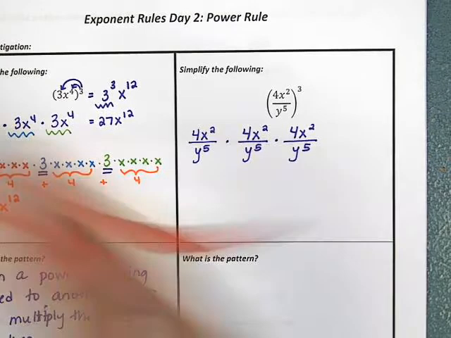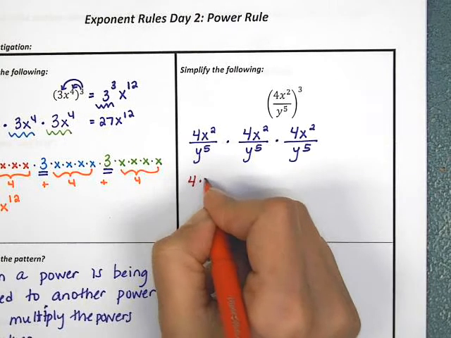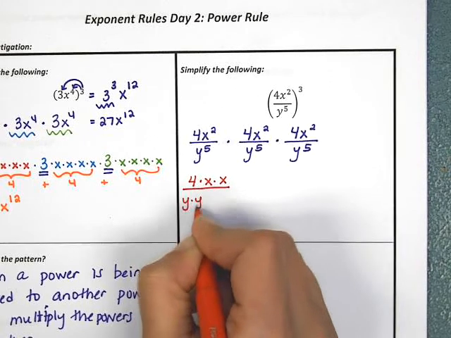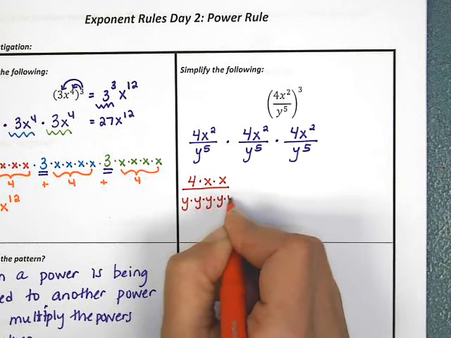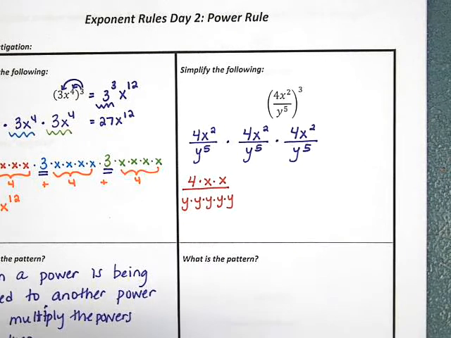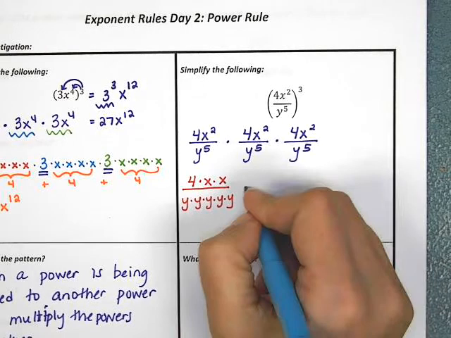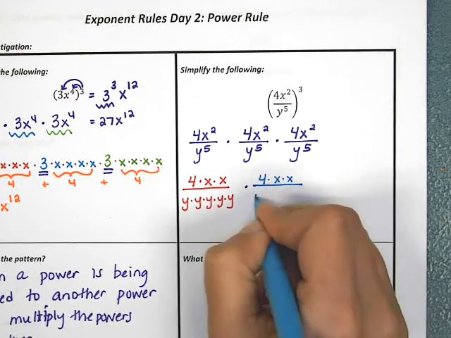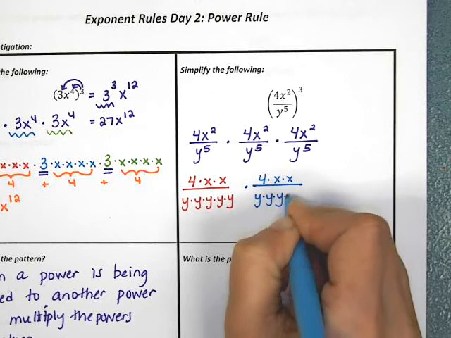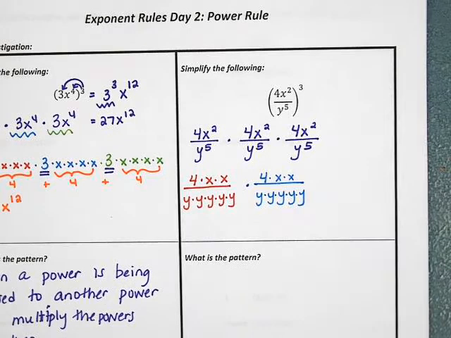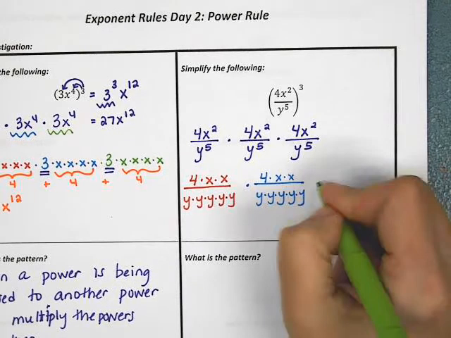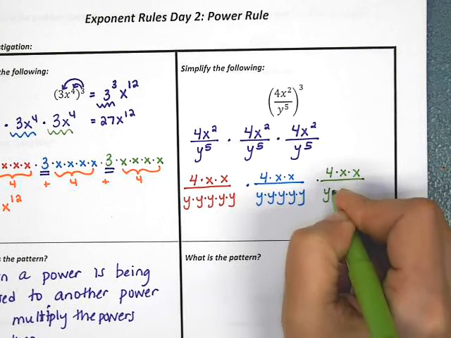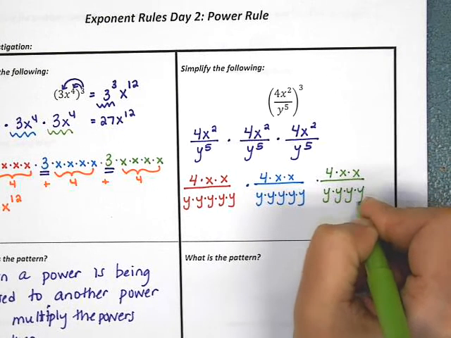The first term would get expanded and would become 4 times x times x over y times y times y times y times y. The second term would get expanded and become 4 times x times x divided by y times y times y times y times y. And the last term would get expanded and become 4 times x times x divided by y times y times y times y times y.